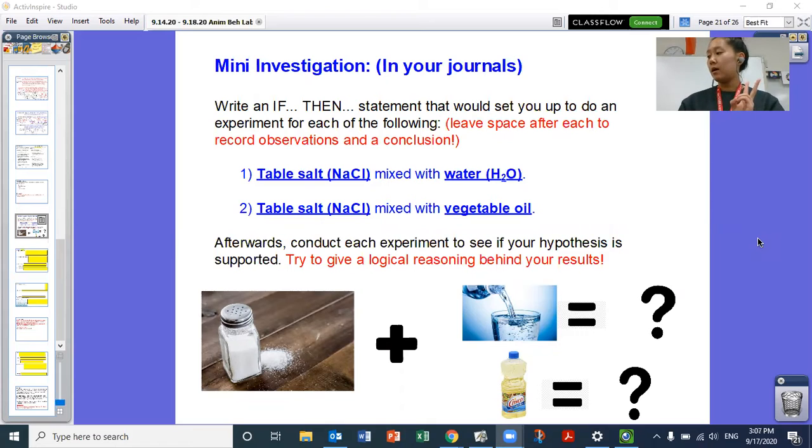Now I have some olive oil here. I have regular table salt, and I have regular drinking water. And those are the things that we're going to be mixing. So before you even go ahead, just think to yourself, do oil and water mix? Oil and water actually don't mix with each other because water, remember we just said, is a polar covalent bond. So it has a positive and a negative somewhere on the molecule.